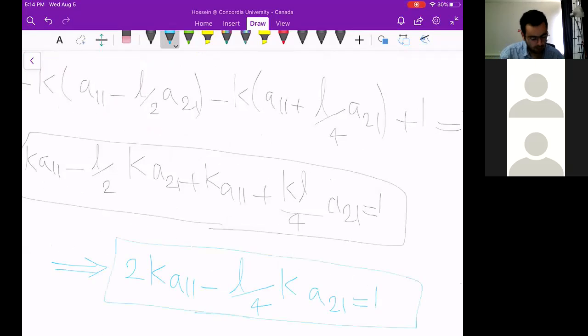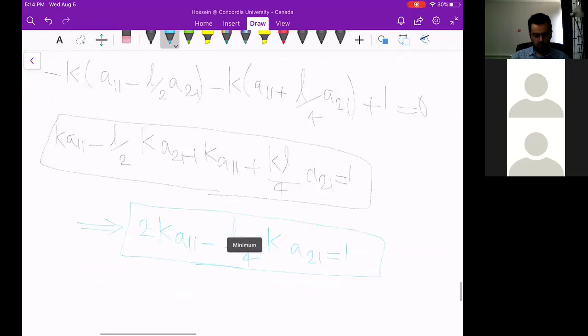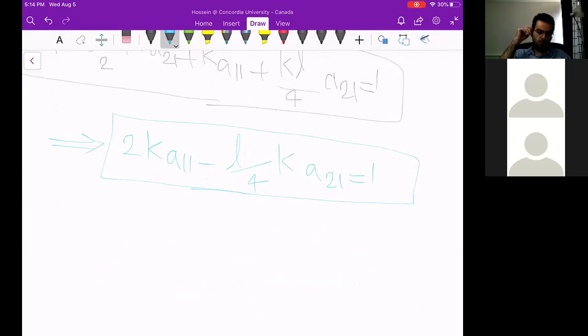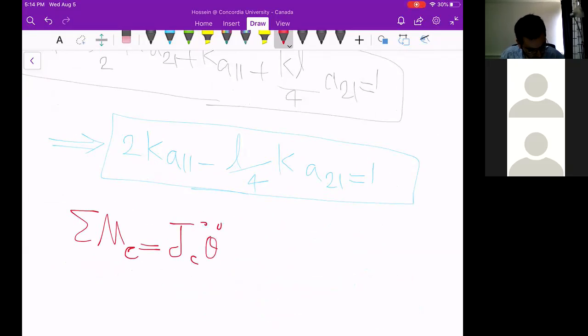So how can I find A11 while I don't have A21? I don't have A21. I have to do some manipulation. So what is your opinion to find A21? We need another equation. What should we do? Because we have two unknowns. Yeah, we should do the sum of moments. Exactly. We have to take advantage of the Euler formula. So similarly for this configuration, just apply the summation of moments around point C, the center of gravity, which is J around point C theta double dot. There is no acceleration, so the summation of moments is equal to 0.